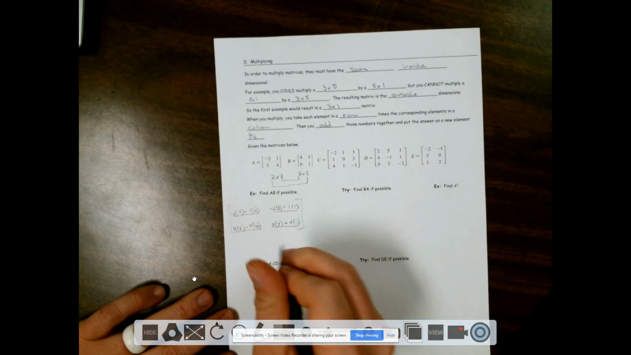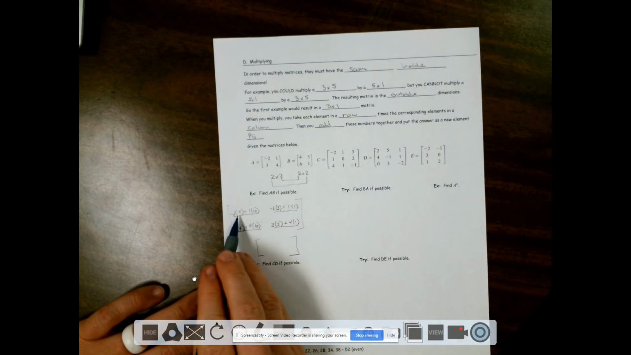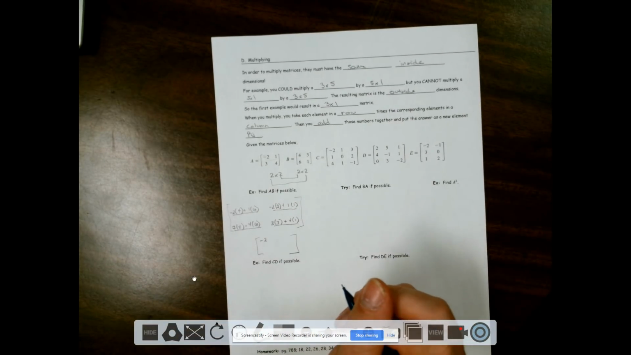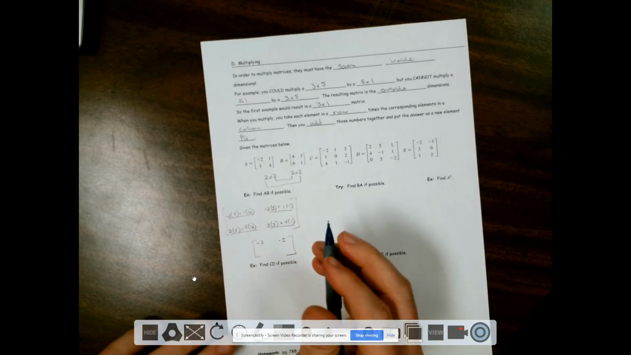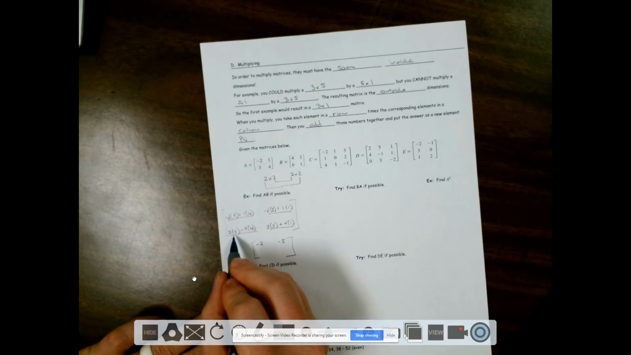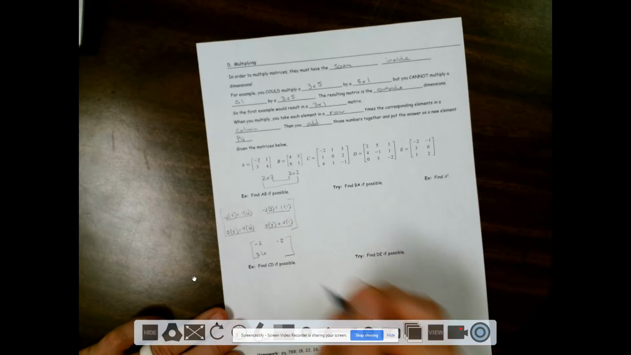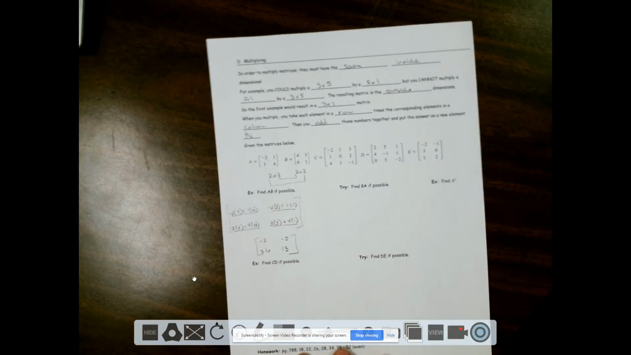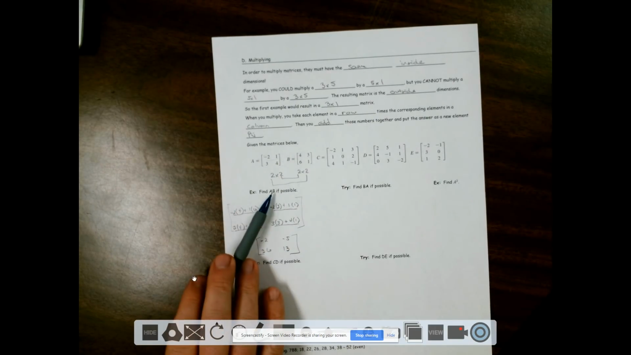Now it's just some simple arithmetic. Negative 8 plus 6, negative 2. Negative 6 plus 1, negative 5. 12 plus 24, 36. 9 plus 4, 13. Now notice these are the same as we used before, so they're already fresh in our calculator. Let's just get our calculator and see if we can do A times B.